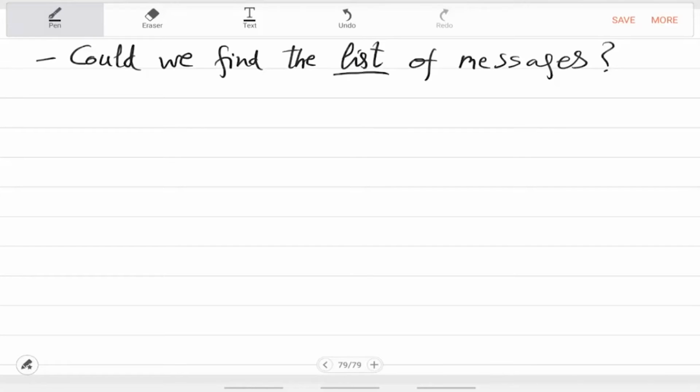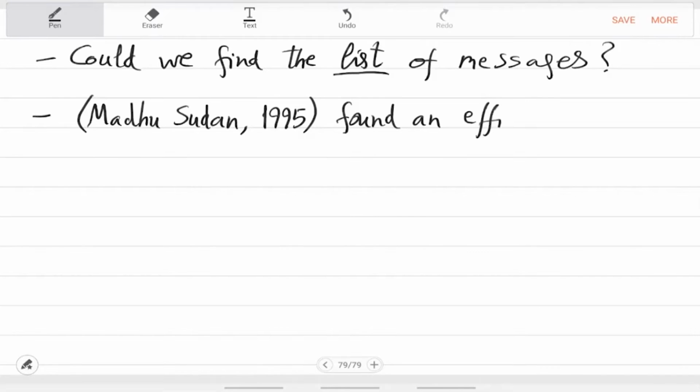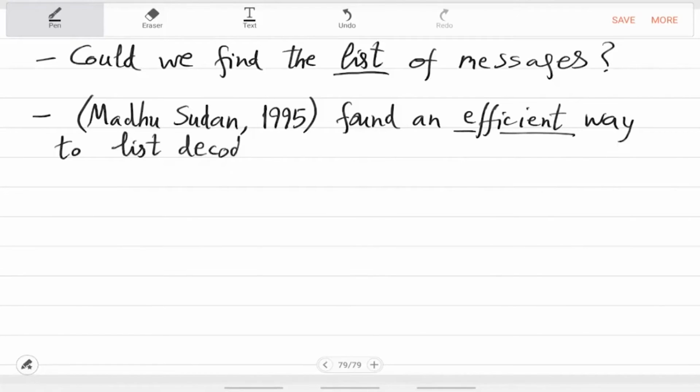How is the asymptotic growing? Because below 50% it was just 1. So intuitively, beyond 50% it should be slightly bigger than 1, but not exponential, not 2 raised to n. So that was achieved by a theoretical computer scientist called Madhusudan, fairly recently. So he found an efficient way to list decode. Okay, so even this term was a first. So in particular, list decode Reed Solomon. So this is what we'll see now. So we'll do list decoding for Reed Solomon.